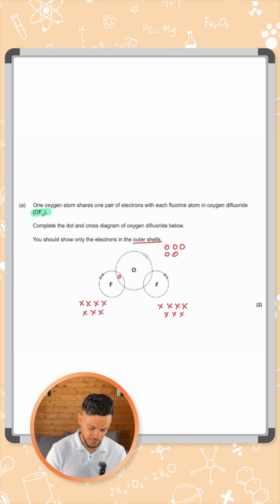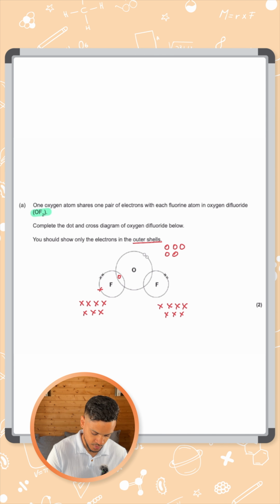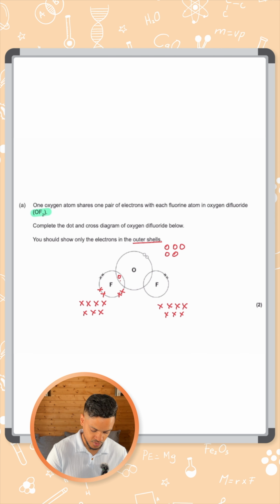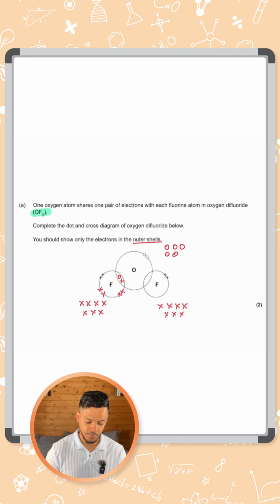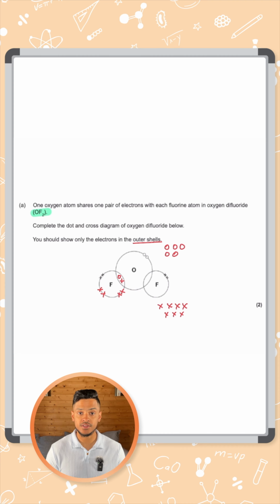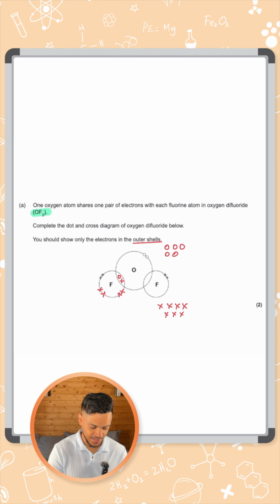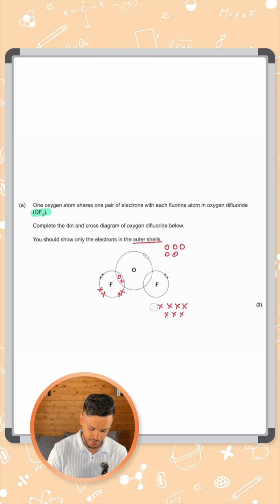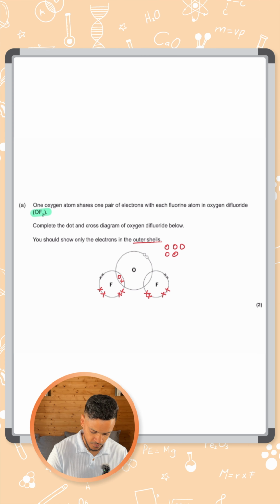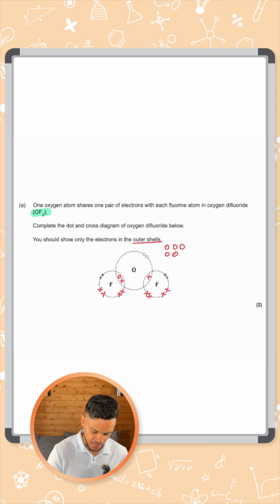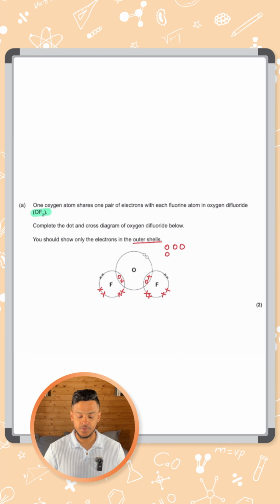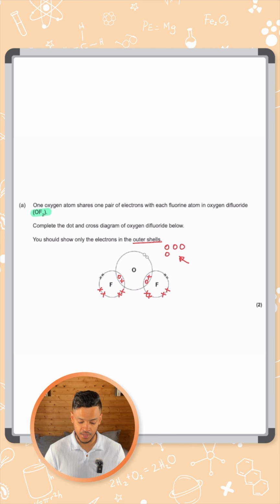Now, we need to fill 7 electrons here. 1, 2, 3, 4, 5, 6 have been drawn, and the 7th one I'm going to draw in the middle because that's sharing the electron. So now we've used the 7 electrons. And exactly the same thing happens on the other fluorine. So we can use those 7 electrons there. 1, 2, 3, 4, 5, 6, 7. And that's going to take one of the circles from above and share it there. So we've used 2 of our circles here out of our 6.